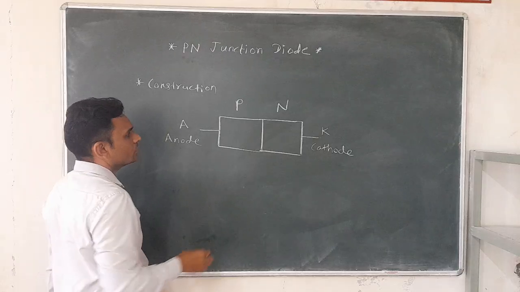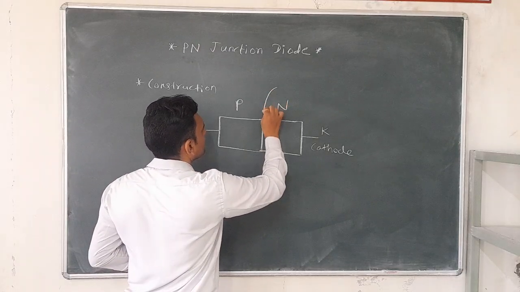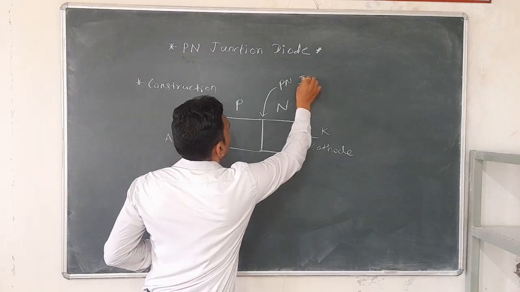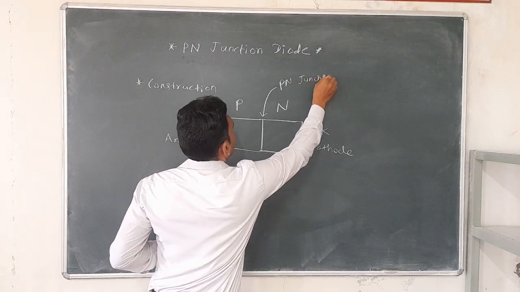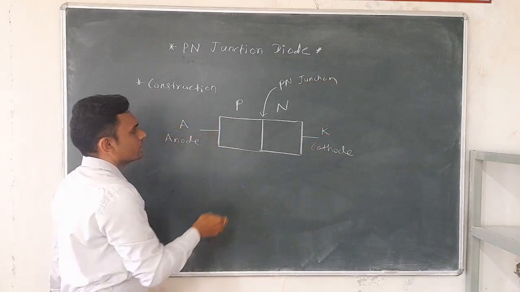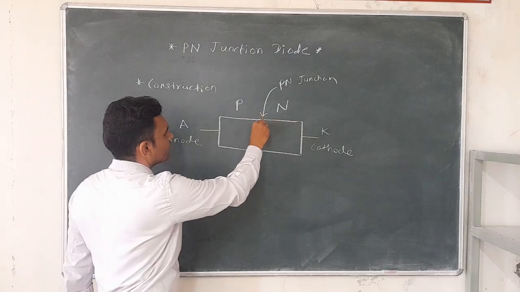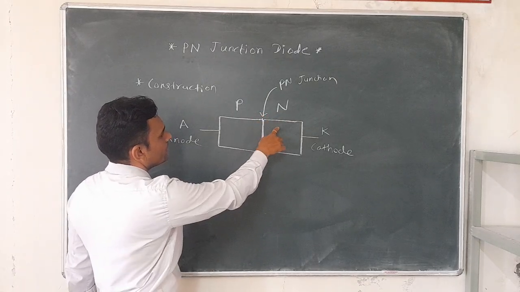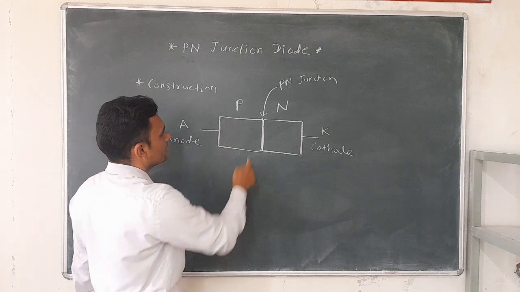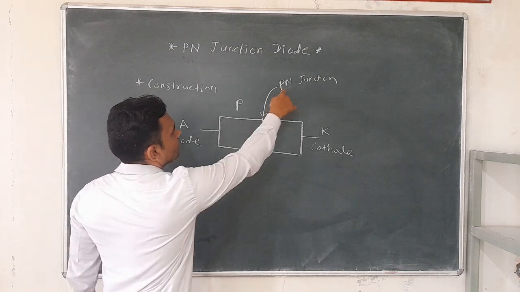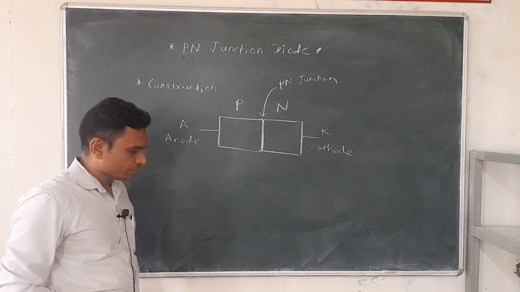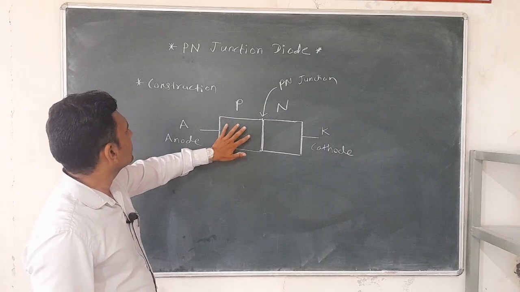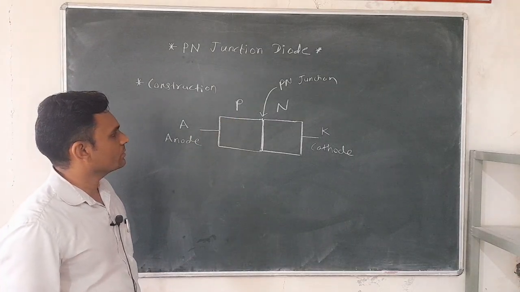Between these two semiconductor layers, one junction is formed, called the PN junction. It means the boundary region between P and N semiconductor, that region is called the PN junction. So this is the construction of this PN junction diode.